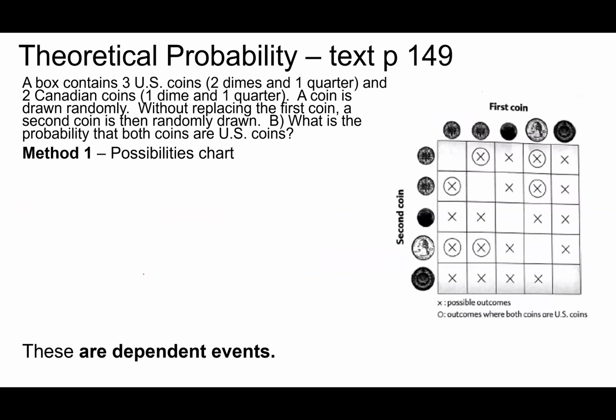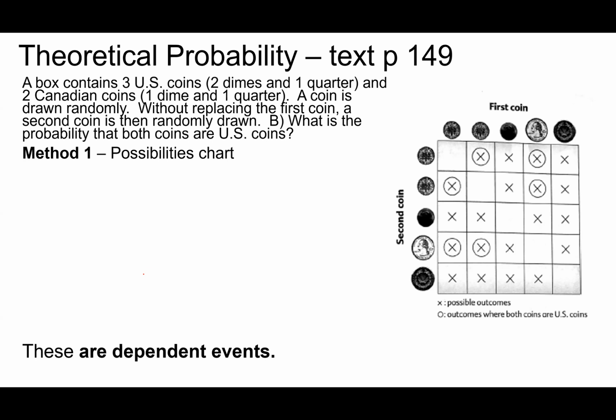Or actually, let's do the same one, but we're going to use our possibility chart. Grab my notes here. Okay, so same problem. Still have 3 US coins in the mix, plus 2 Canadian coins.